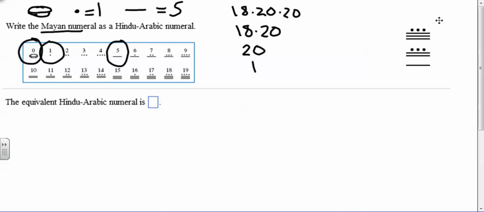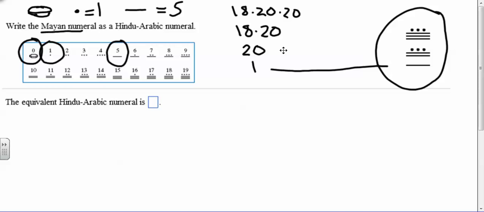So over here in this problem, there is a Mayan numeral. And remember, the bottom is the symbol for the number of ones. Then that is how many 20s we have. And that's how many 18 times 20s we have. So when we're given a numeral in another base, to convert it back to Hindu Arabic, we just use multiplication.